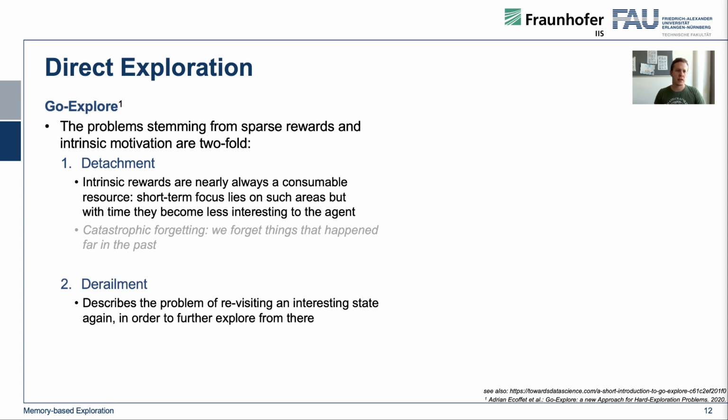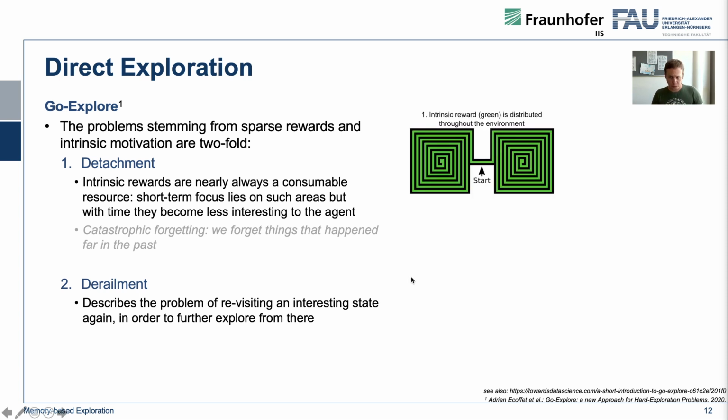And the second is the problem of derailment. This describes the problem of revisiting an interesting state again in order to further explore from there. And they make up a very nice example to show this. So imagine that we have something like this two-folded maze, and we can either go left or right. And what you see is the intrinsic reward as it is assigned to the environment. It's just distributed over the environment, and as we have seen no state until now, every state gets an equal novelty bonus.